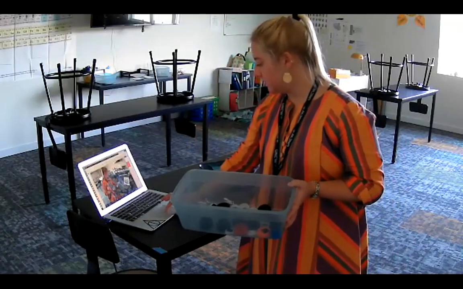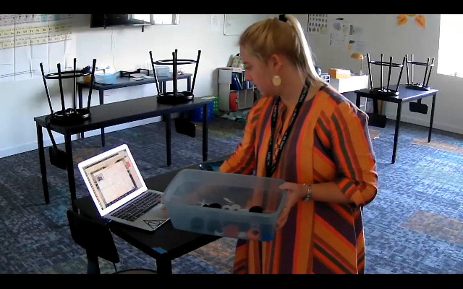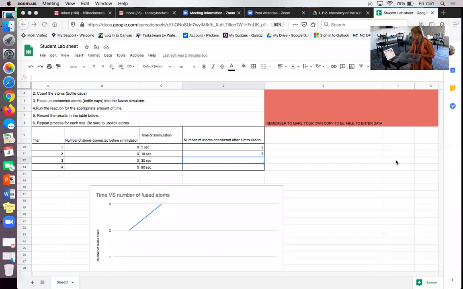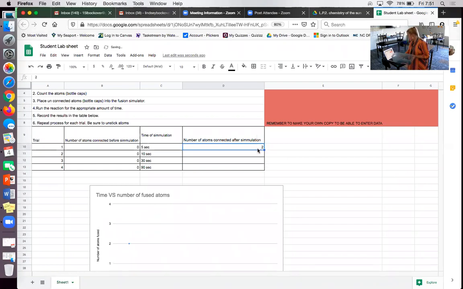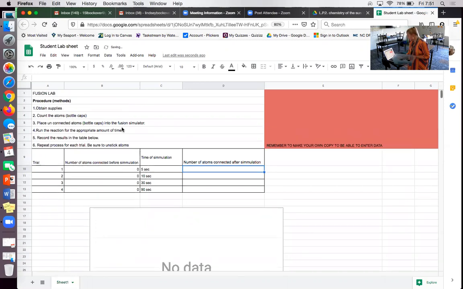So on Canvas, you're going to find this data sheet for you. I started entering some data. Let me delete that so that we can go through it again. So you're going to read the steps of the procedure, which are obtain supplies, check, count the number of bottle caps. Done that. There are 20 bottle caps. Place the unconnected atoms, caps into the bin. We've done that. You can see it.